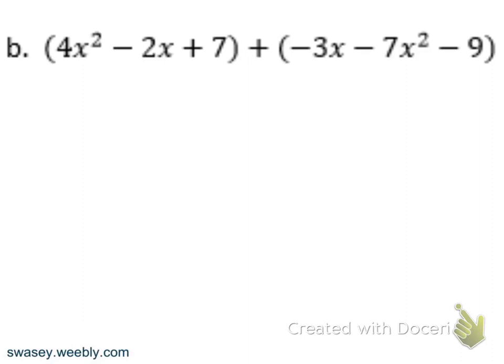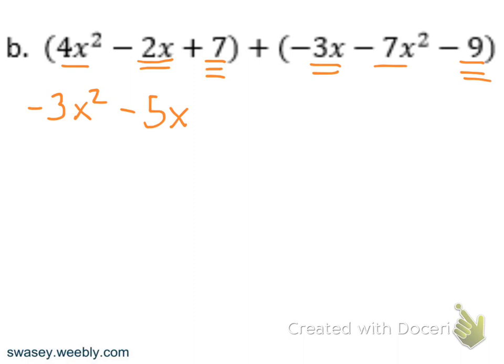Again, we can only combine like terms, so look for the like terms. We're adding, so 4x squared plus negative 7x squared is negative 3x squared. Notice that I'm putting it in standard form as I go. Highest to lowest exponent. Negative 2x plus negative 3x is negative 5x. 7 plus negative 9 is negative 2.